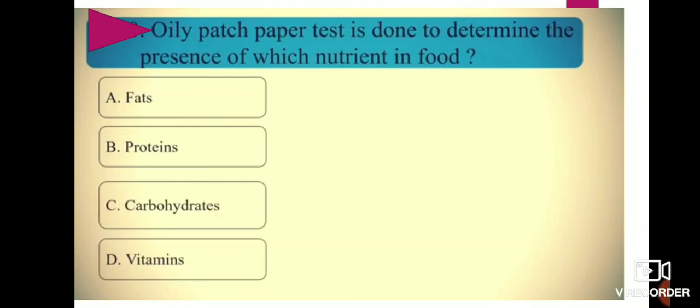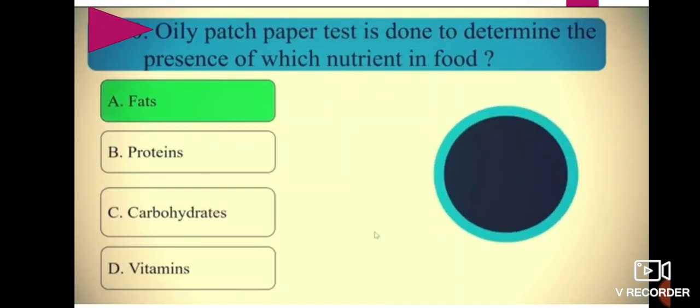Oily patch paper test is done to determine the presence of which nutrient in food? Yes, you are right. Fats. And we studied that copper sulfate plus caustic soda solution will give a violet color if protein is present in that food item. That's all for today.